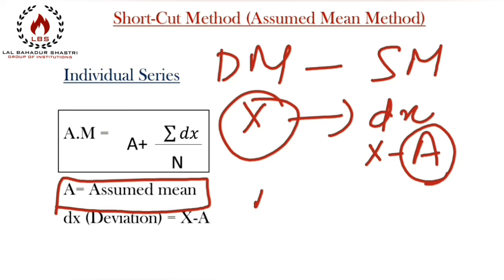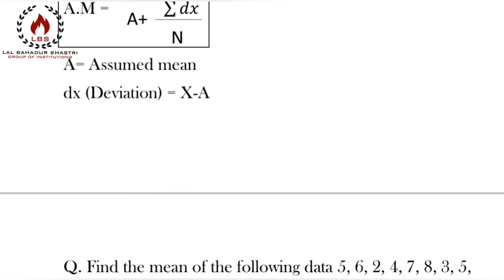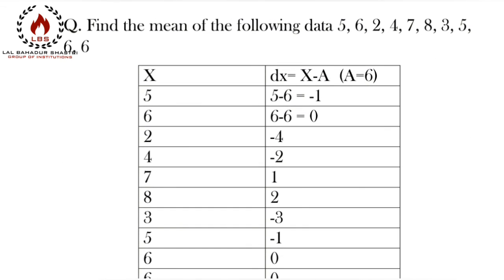dx is deviation. Deviation मतलब आपकी वैल्यू जो ऑब्जर्वेशन है वो कितनी ज्यादा डिफर करे. And this assumed mean is nothing, a random value you can take as mean. You assume it to be the mean. So the formula is a plus sigma dx divided by n. See the same question. Whether you use direct method, shortcut method or step deviation method, any method you use you will get the same answer.